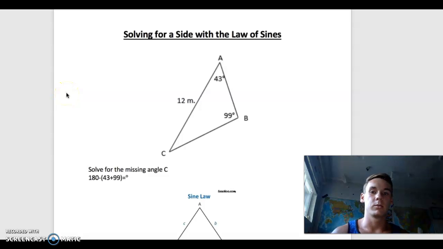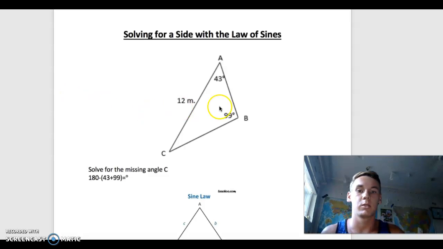Hello. So, for my third and final project, I am going to do solving for a side with the law of sines. Now, I'm not going to do just solving for a side with the law of sines. I'm going to also show you how to solve for an angle using the law of sines. So first, we are going to do solving for two angles and a side.